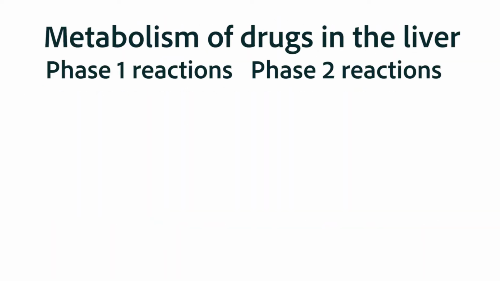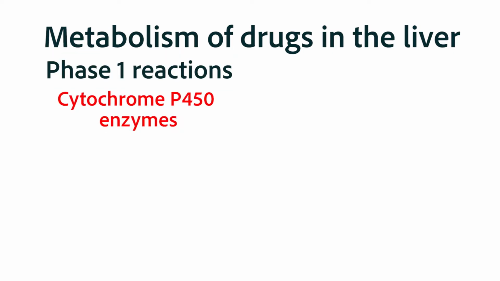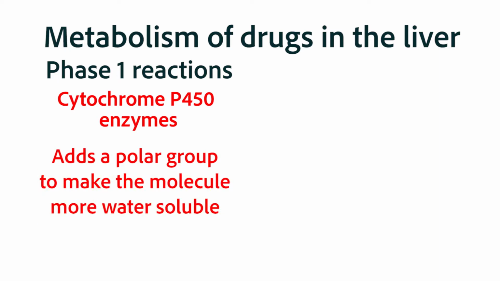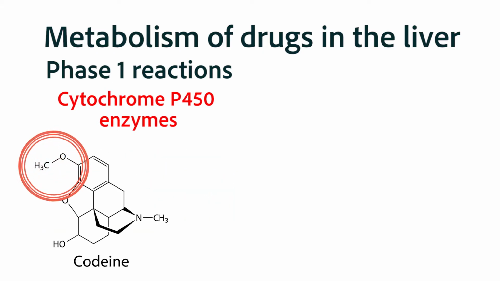The liver makes the drugs water-soluble in two stages, which are termed phase 1 reactions and phase 2 reactions. In general, the phase 1 reactions involve cytochrome P450 enzymes. The cytochrome P450 enzymes are a huge superfamily of enzymes that induce or unmask a polar group.